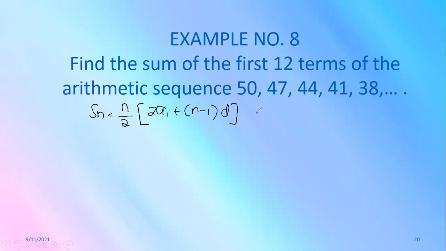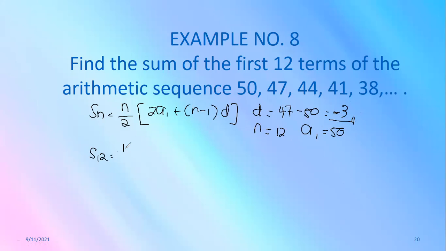So alam na natin pagkuha ng common difference, di ba? So ito, in this case, 47 minus 50 which is equal to negative 3. Meron tayong common difference. Sabi first 12, ibig sabihin ng n natin is 12. A sub 1 natin is 50. So yan. Now we will be able to solve for the value sum of 12 terms.